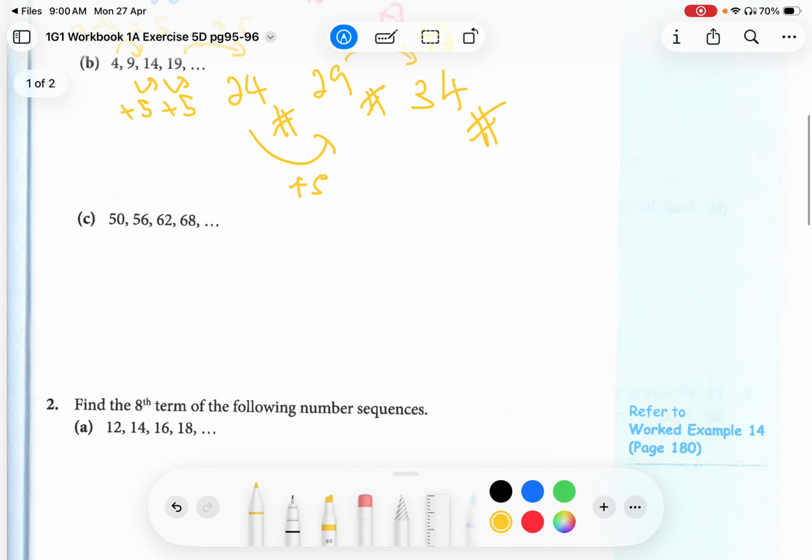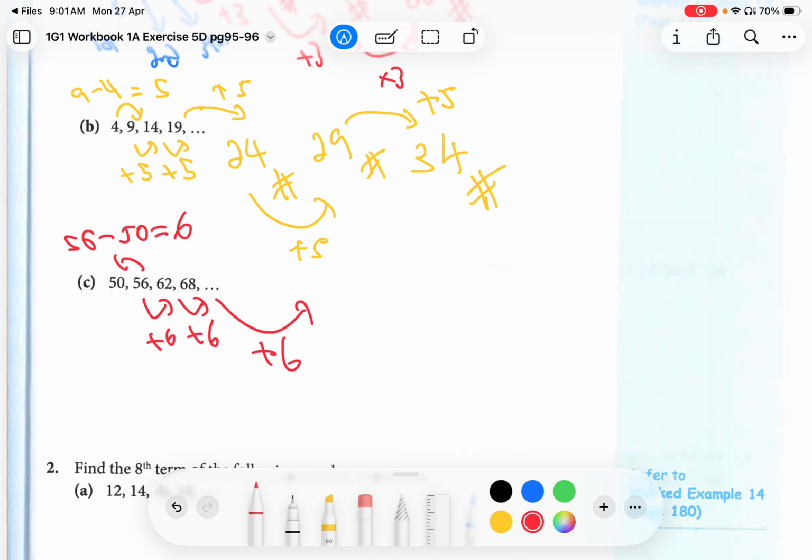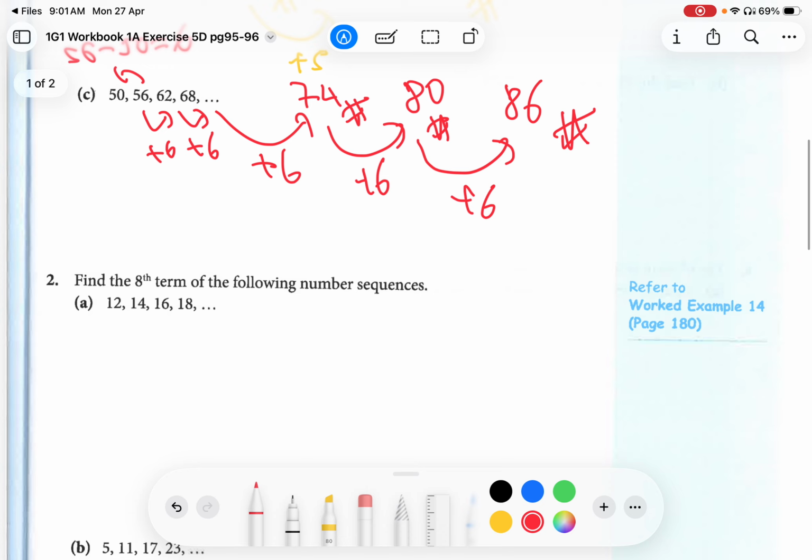The next one, you can give it a try once you understand how to solve this. So I take 56 minus 50. I know it's 6. So it's 56 plus 6, 62. 62 plus 6 is 68. So the next three terms are plus 6: 74, 74 plus 6 is 80, plus 6 is 86. Okay, that's it for this one.